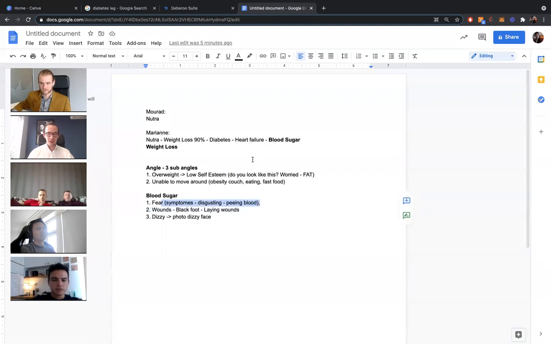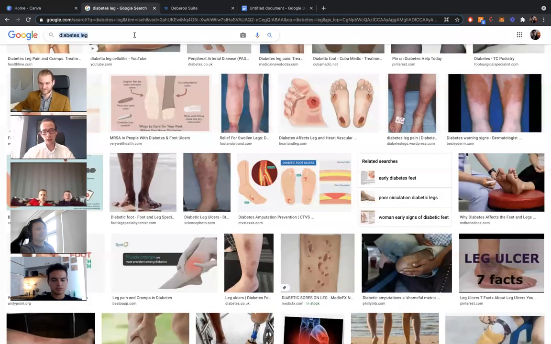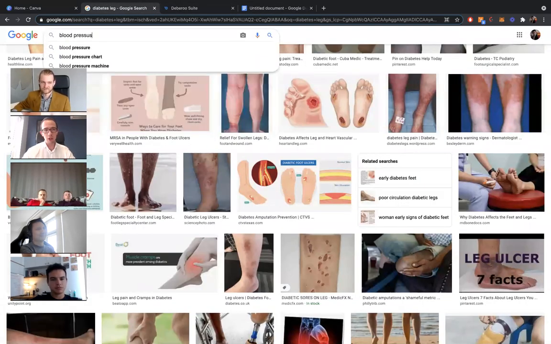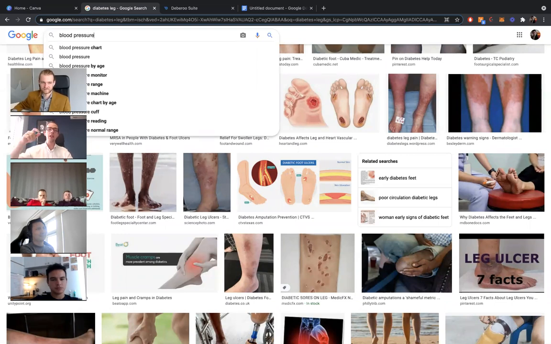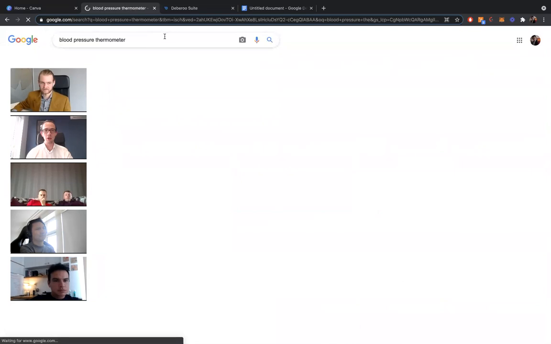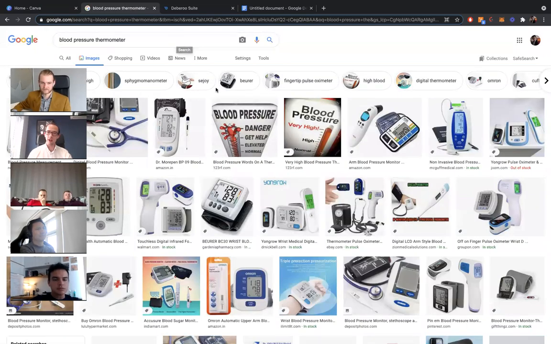Okay, then you have the blood, where I would say the disgusting one, the symptoms. So we would say blood pressure. What is the thing called, which is like the thermometer, which is outside? What is that called? Anybody knows? Anybody wants to shout it? Oh, there we go. Blood pressure thermometer. Apparently that's a thing. All right, there we go.